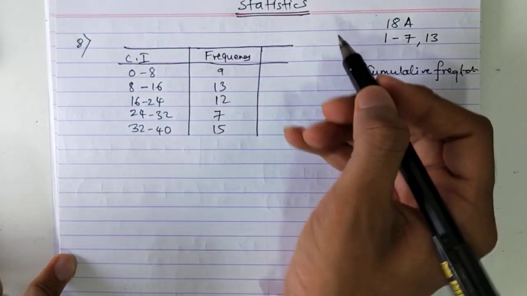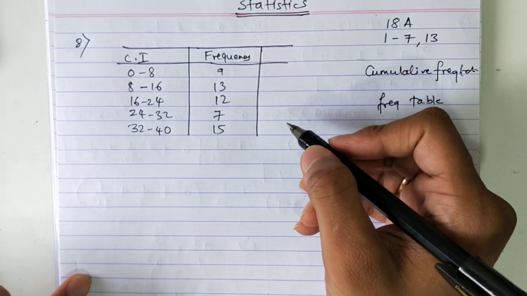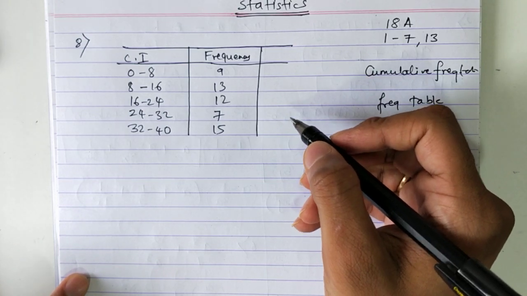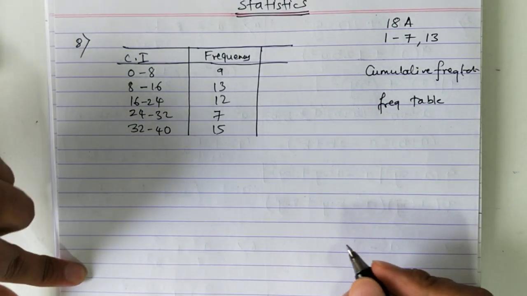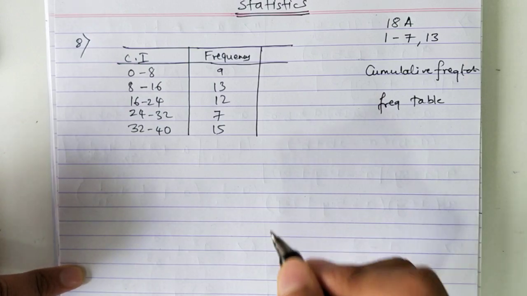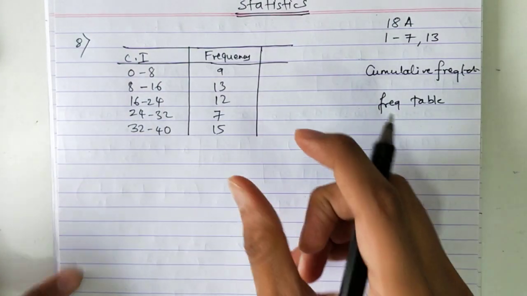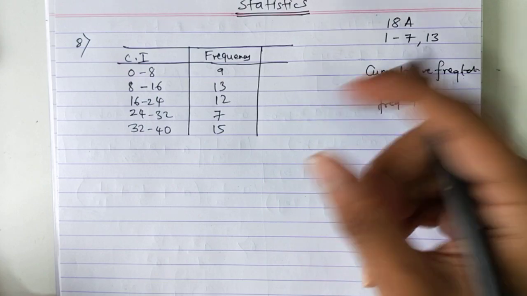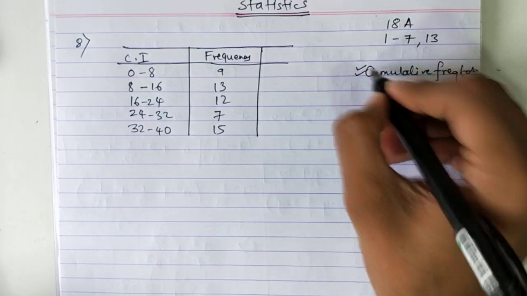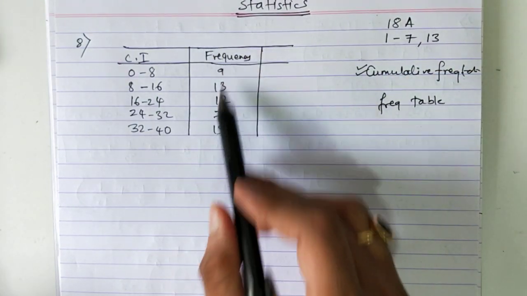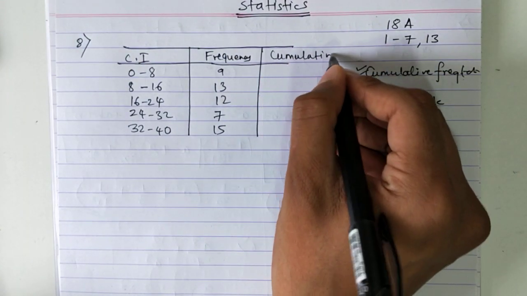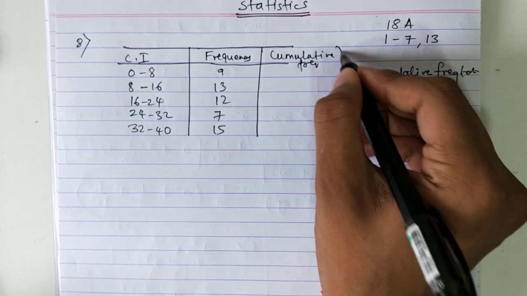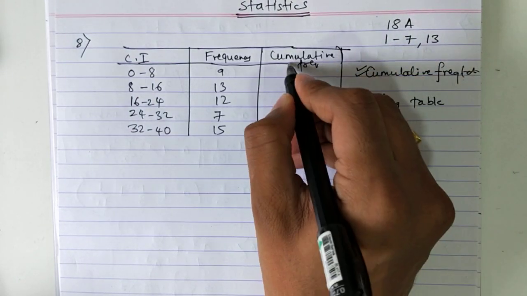Now if you read question number 8 properly, it is given, construct a cumulative frequency distribution table. Construct means make a cumulative frequency table. So we have to make the cumulative frequency table, and the normal frequency is given to us. I have to find this cumulative frequency.